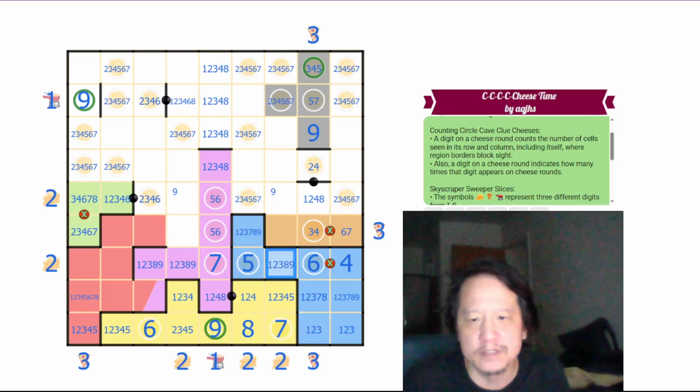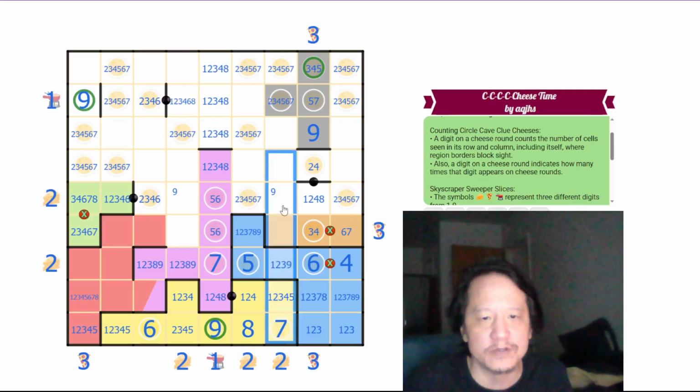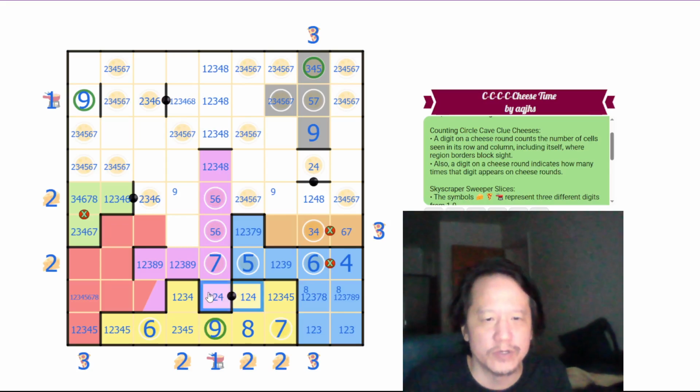7 here means this can't be 7 there. This cannot be 8, because if this were 8, then it would see 3 cells going this way. This can't be 8 because of 8 in the column. Where is 8 in the blue region? It has to be one of these 2 cells. That eliminates 8 in the rest of the row. So no 8 here, no 8 here.